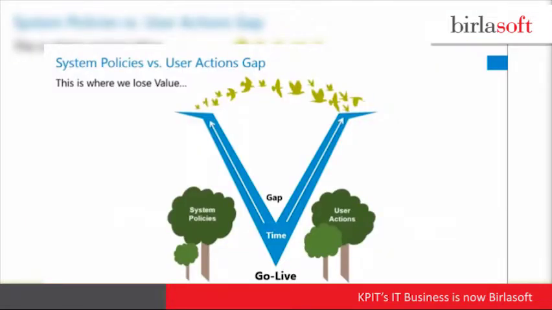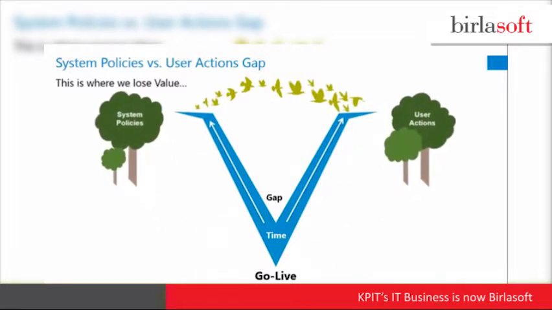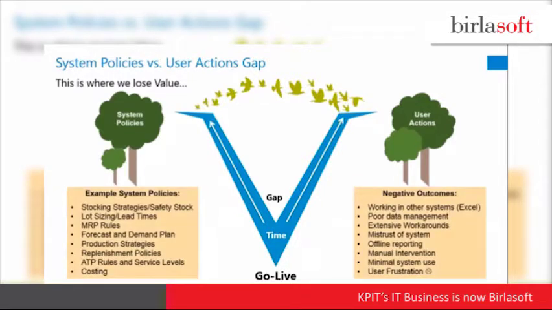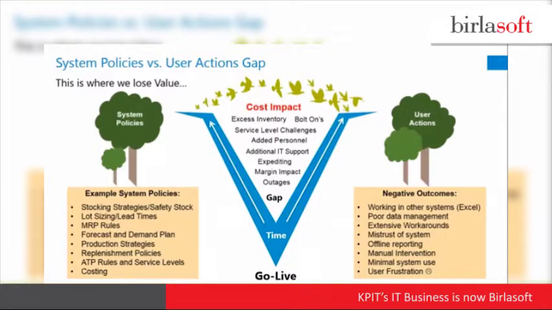As you start the implementation, everybody has this utopia between the system policies and the user actions, and the goal is to try to get those as narrow as possible. And what happens over time, as you go through later during implementation, is that a gap starts to happen, where the system policies, what you put in the system, and the user actions become farther and farther apart. A couple of these examples are the strategies and your safety stock, your lot size, your lead times, the MRP rules, your forecast, any type of replenishment strategies, ATP, and then you've got these negative outcomes which we talked about before, with other people beginning to use the system. So, I guess you've been running the system for quite some time and finding this gap a little bit, which is really what our goal was to try to begin to narrow.